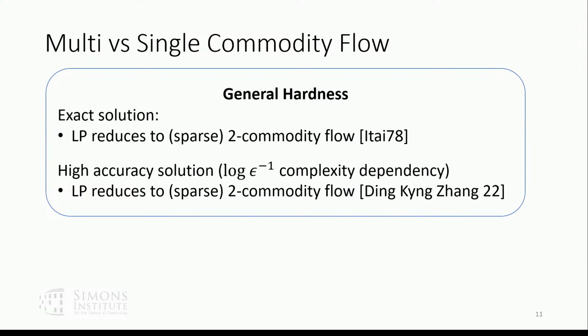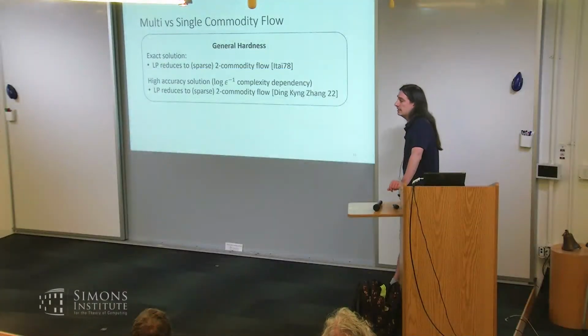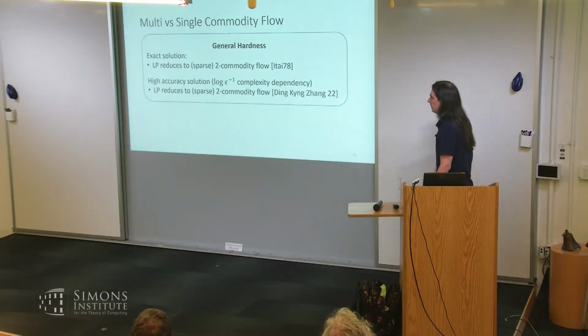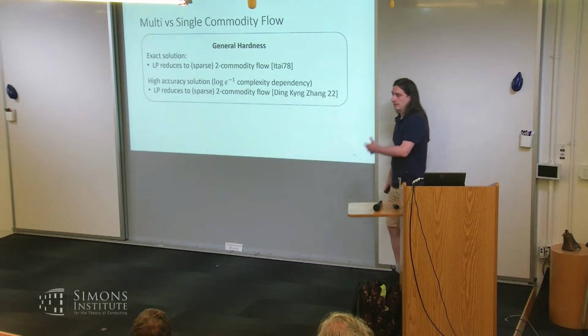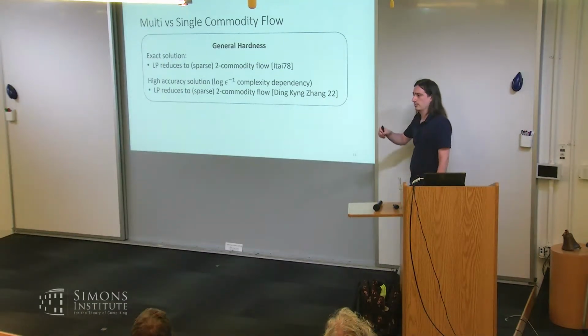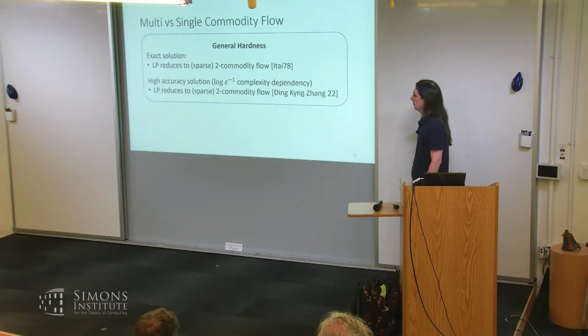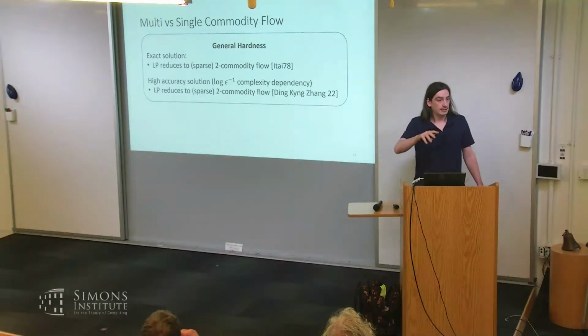And recently, Ding, Kyng, and Zhang have extended this to the high accuracy regime, where you're allowed to have approximate solutions. What that means is that every multi-commodity flow algorithm that solves it to high accuracy is a linear program solver, because you can just take your linear program, transfer it into a two-commodity instance, and then use one of these algorithms. The running time of the reduction is near linear. Basically, for every non-zero entry in the linear program, you're creating a polylog number of edges.